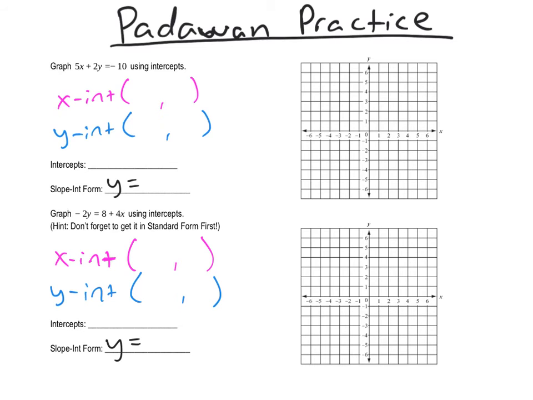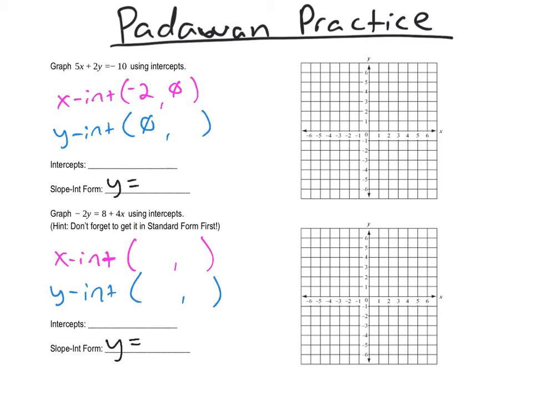All right, here's some practice for you on the back side. Go ahead and graph those 2 problems. This is your Padawan practice. All right, so on this one, the x-intercept, if you cover up the y, put in 0 for y, solve for x, what do you get? You get negative 2. (-2, 0) should be that x-intercept.